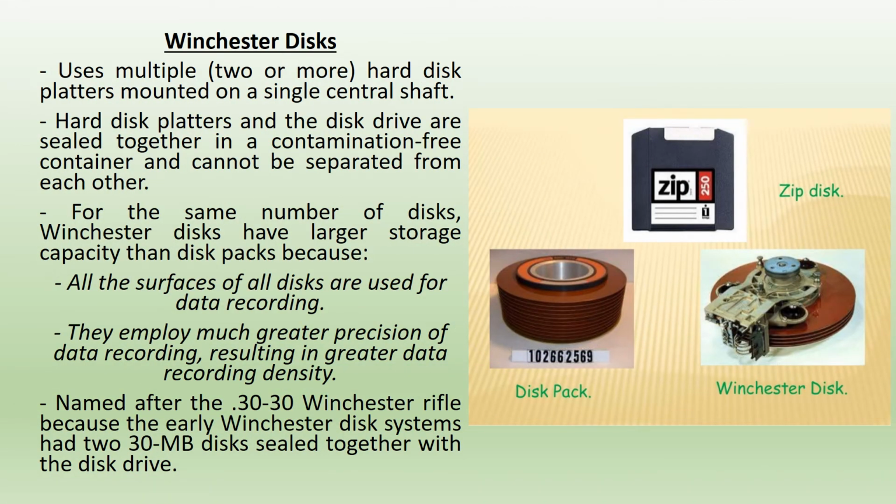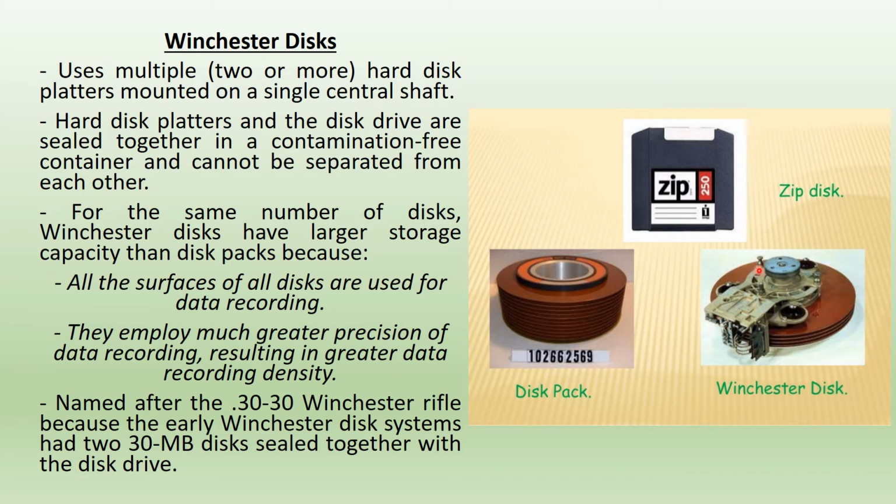And then we have the Winchester disk. So again, guys, you have, for example, the zip disk over here, the disk pack over here, and the last one, which is the Winchester disk. This one again uses multiple, two or more, hard disk platters mounted on a single center shaft. You can see the example over here. Let's not get confused with the past one. The past one is already mounted, the one on the slide that we just passed. So this is the disk pack again, and this is the Winchester disk. This is the drive that reads everything.